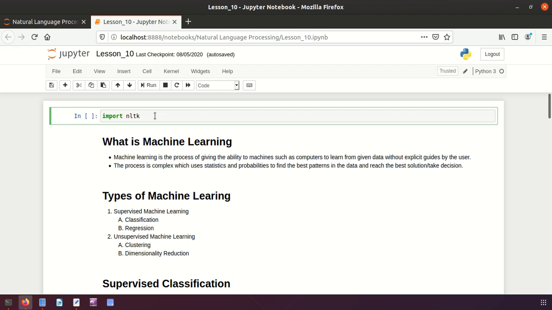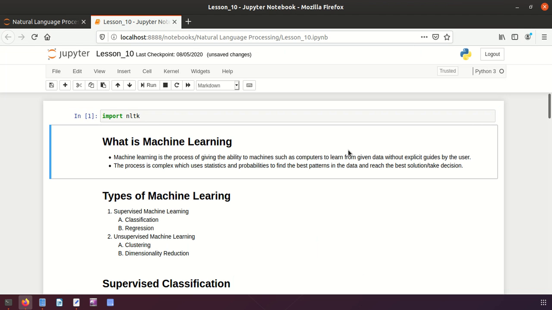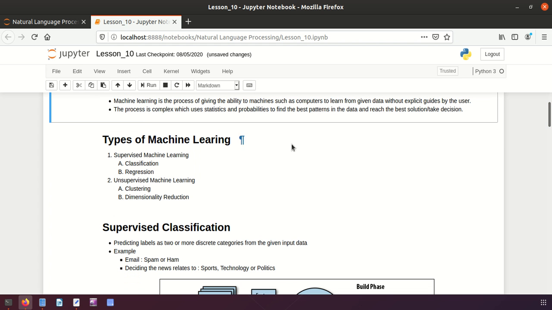First of all, I am executing this part for importing the NLTK. Then we talked about machine learning, the ability to give machines like computers the ability to learn from the data, right? This is called machine learning, and we said the process is complex because it uses statistics and probability. Then we have the types of machine learning. Generally we have two types, supervised and unsupervised. Supervised is again classified into two types, classification and regression. And unsupervised is again classified into clustering and dimensionality reduction.